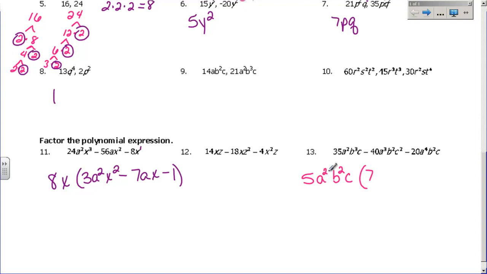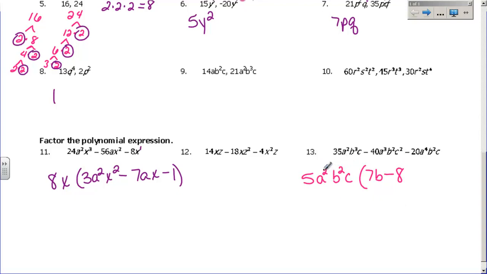I factored out an a squared. My answer has an a squared, so I'm done with the a's. I factored out a b squared. My answer has a b to the third, so I need one more b. And then I factored out a c. My answer has a c. I'm done with this term, minus. Now 5 times 8 gives me 40.